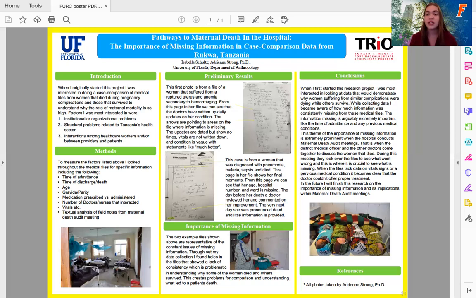So by studying all this, I want to really get to the bottom of how these maternal death audit meetings and the way that these medical histories are recorded are really influential in understanding the maternal mortality ratio.